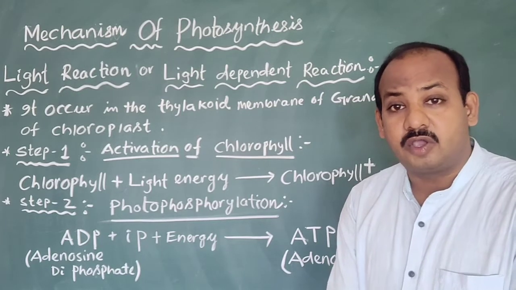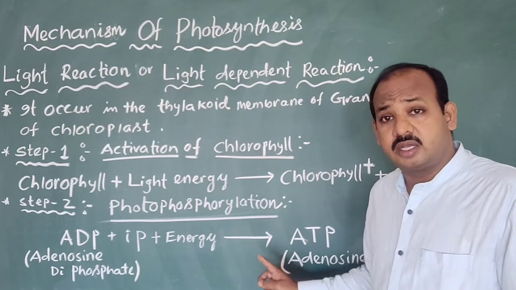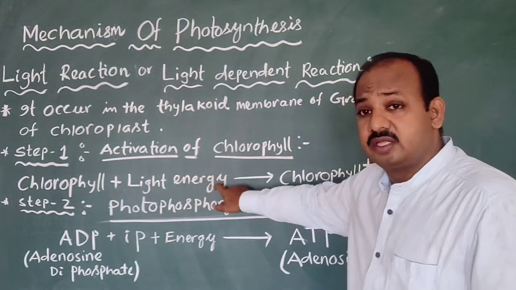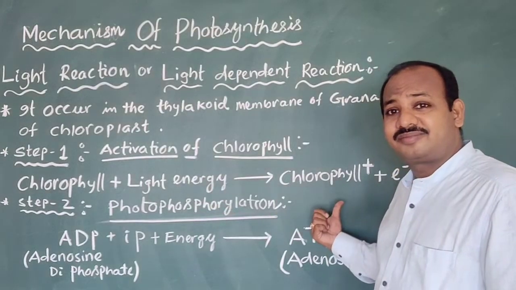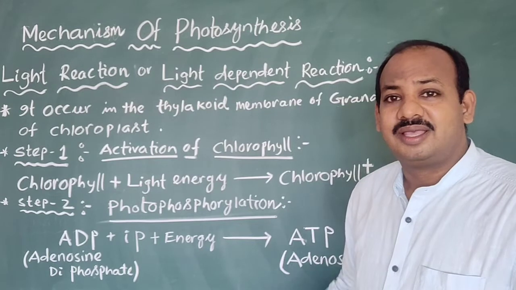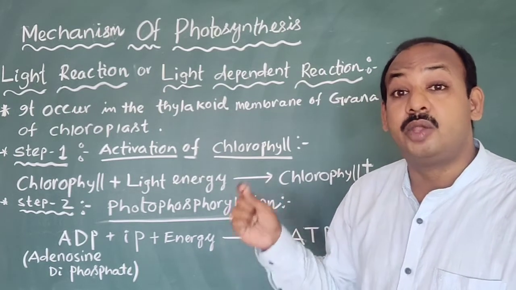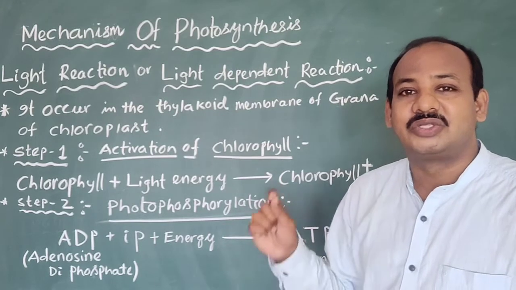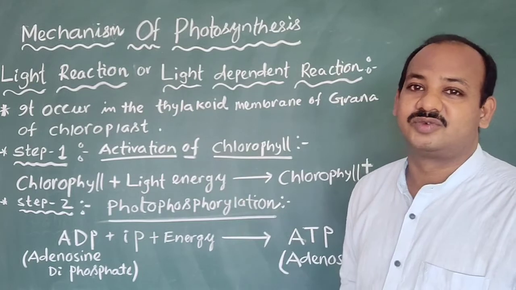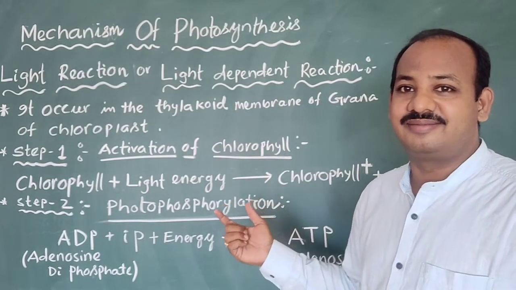Okay children, because this phosphorylation, or the formation of ATP, occurs in the presence of sunlight, from the light energy only, energy comes and that energy is stored in ATP in the chloroplast of the leaves during photosynthesis. So it is called photophosphorylation. What is it called? Photophosphorylation. Okay, children.